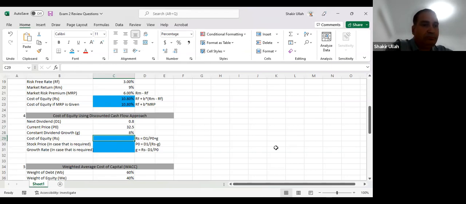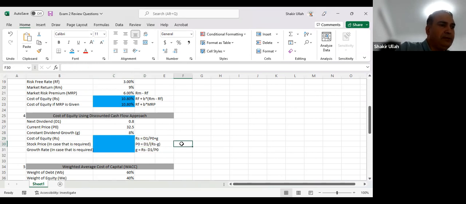Now, you may recall that the primary formula that we have in that chapter for calculating the price of a stock is P0, the current price of the stock, equals D1, which means the next expected dividend, divided by RS, which is the cost of equity, minus G, which is the constant growth rate. So if you are required to calculate the current price, you can use this formula.